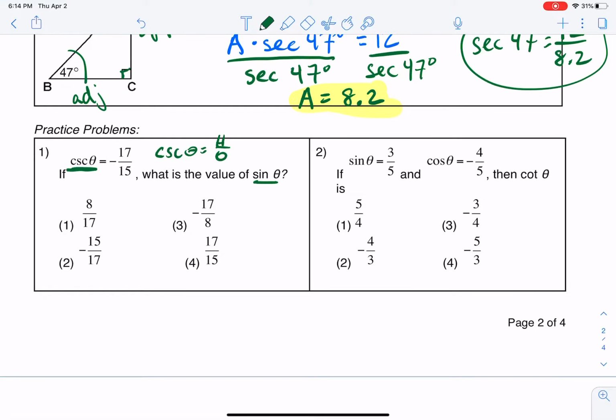Right, for question 2, we're given a sine value and we're given a cosine value. Think about what these tell you in terms of your triangle. So opposite over hypotenuse, opposite over adjacent. And what's the definition of cotangent?